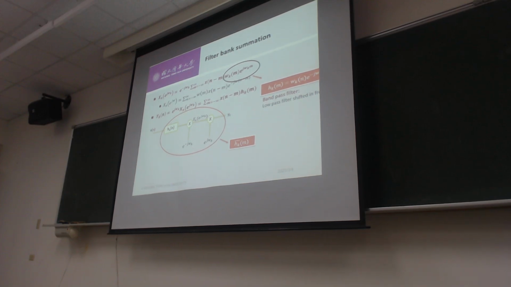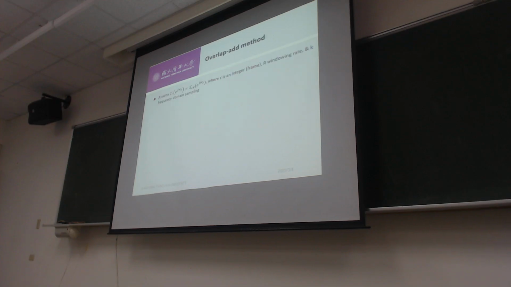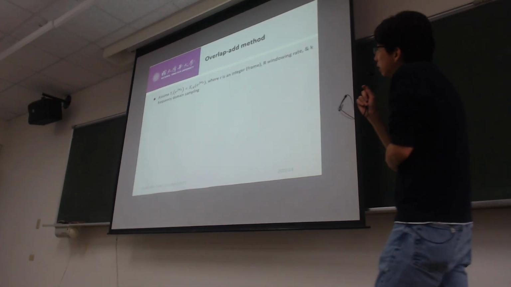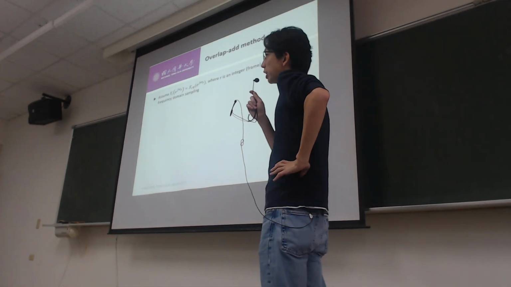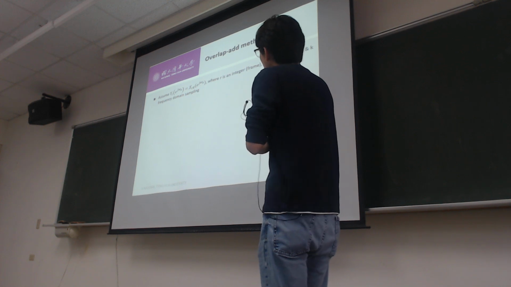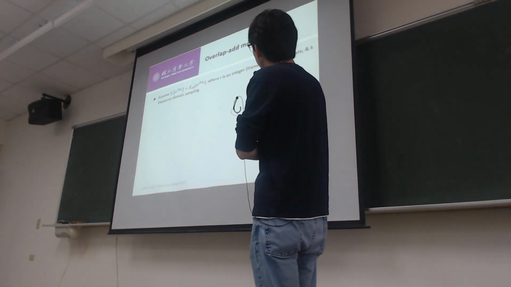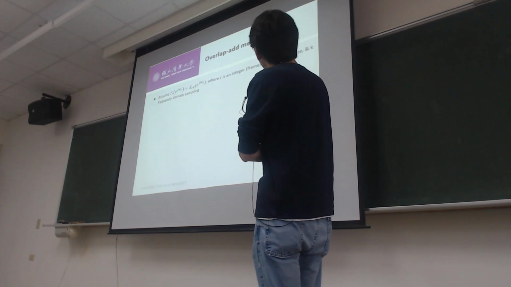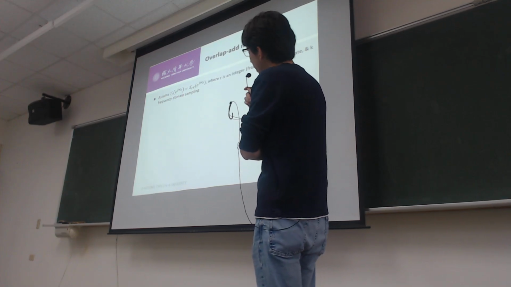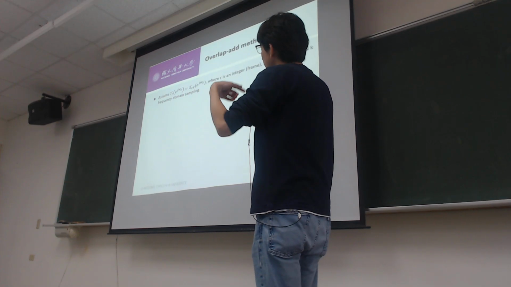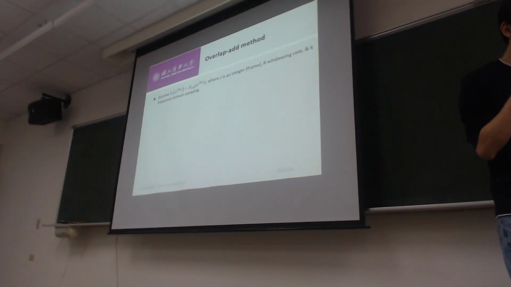You can do an inverse of the short time Fourier transform from this idea of filter bank summation, or the overlap and add method. Assume y_r(e^{jω}) equals X_{rR}(e^{jω_k}), where r is the integer indicating the frame and R is the windowing rate. And k is basically the frequency domain sampling, so again sampling around the 2π.